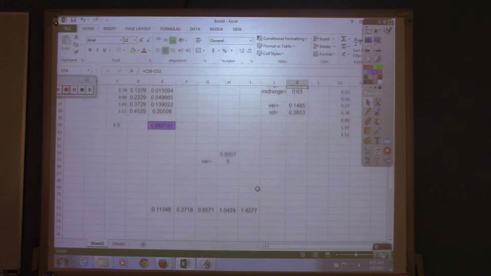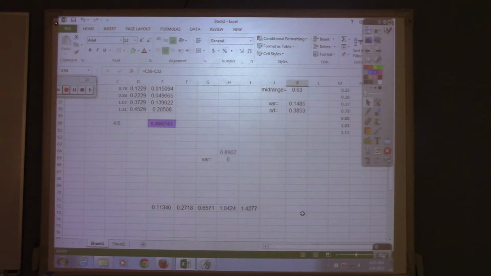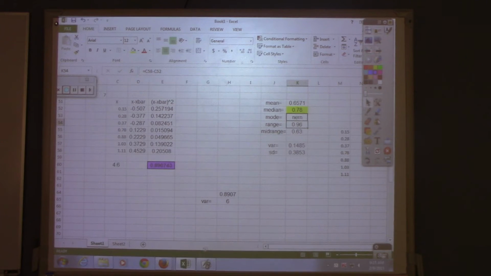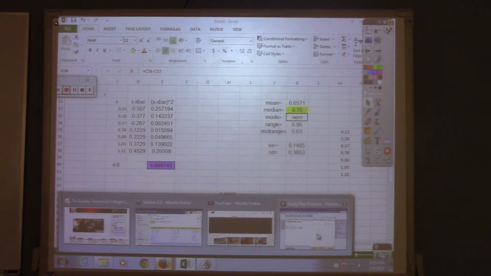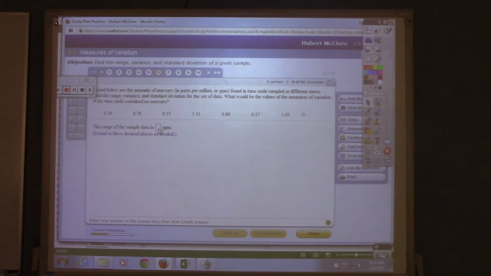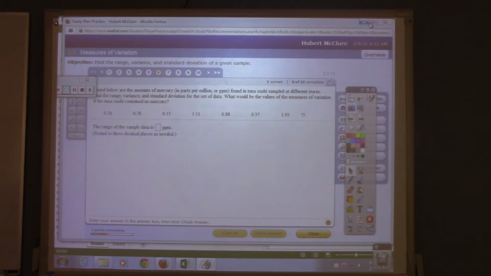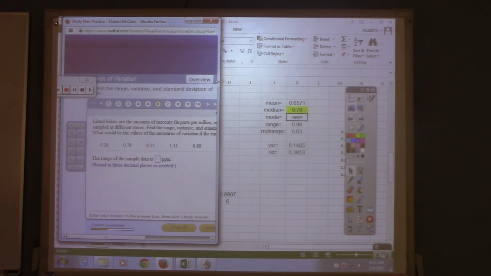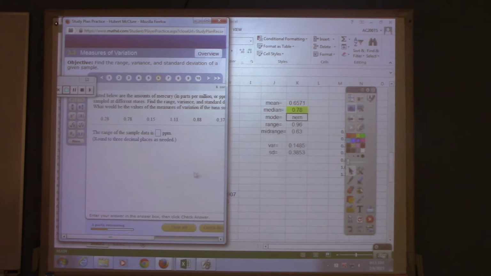Alright. And there's your normal distribution. I'm going to pull that back up because that should not have happened. What's the range? Hold on a minute. All right, what's the range? The range is 0.63. No, 0.96. Really? Hold on.